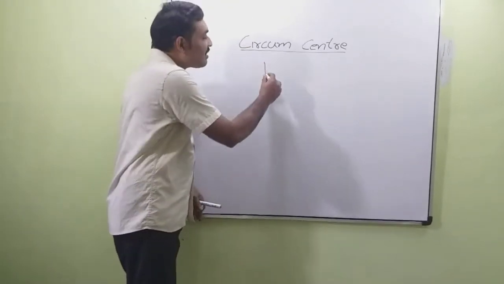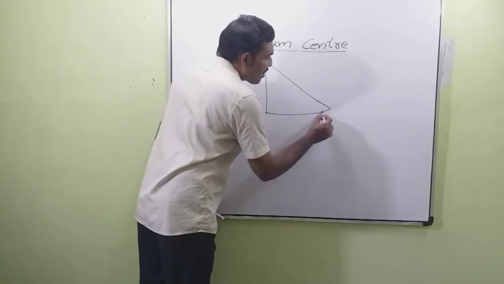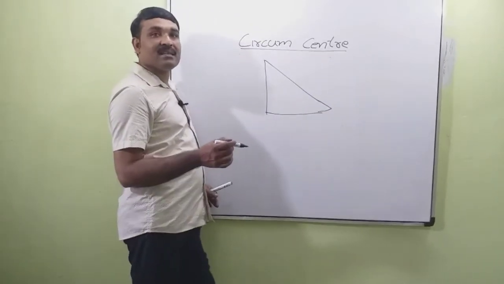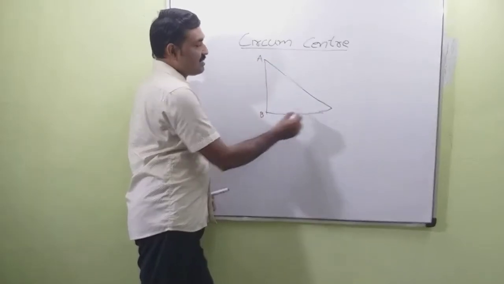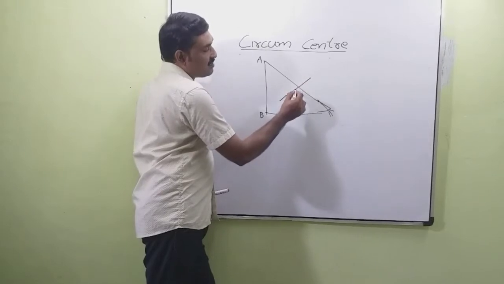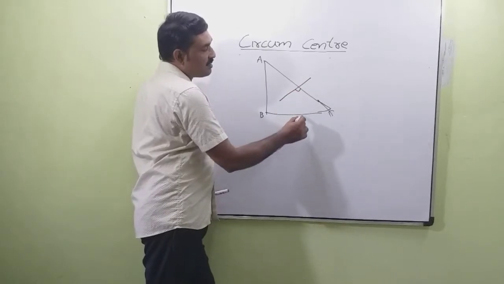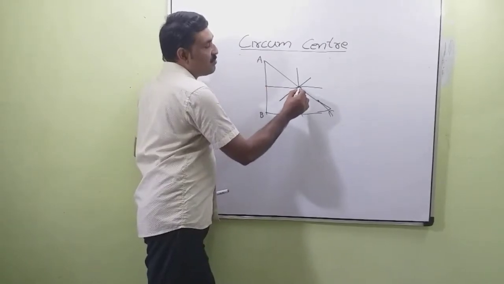Now consider a right angle triangle. Now I am drawing a perpendicular bisector to this side, the hypotenuse. Let this be A, B, C. Okay, so a perpendicular bisector is drawn to this side, and to this side, and to this side. So these will meet at a point.